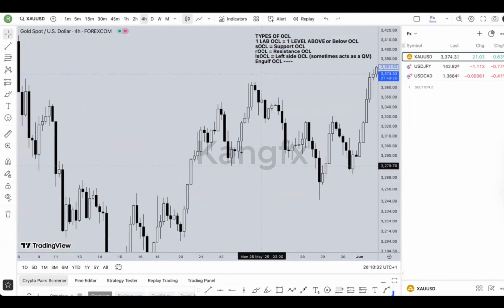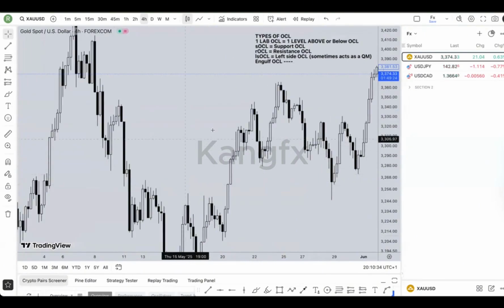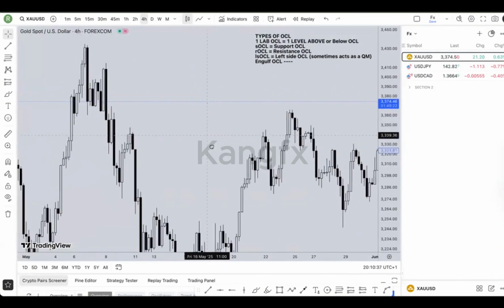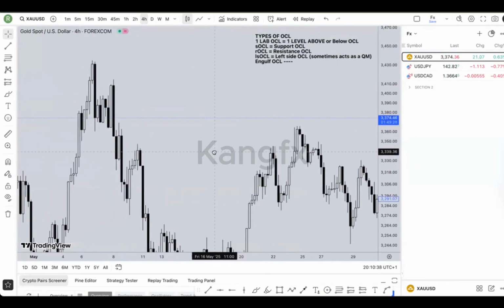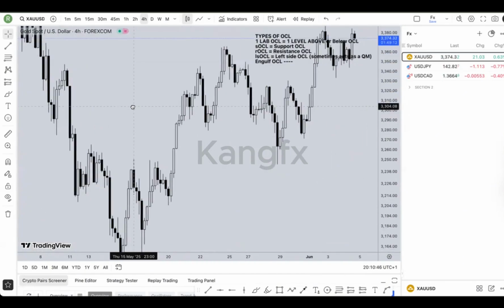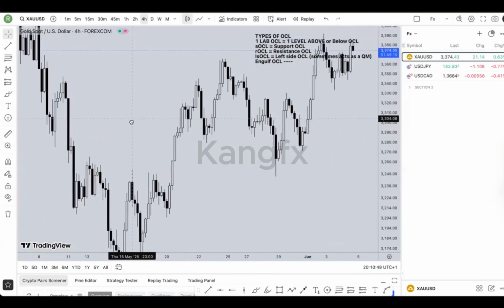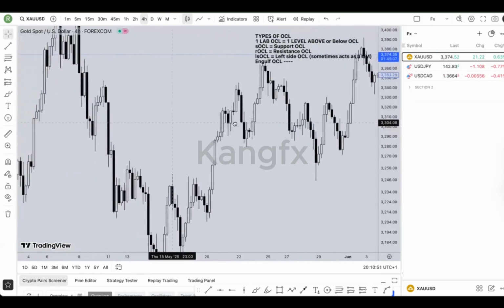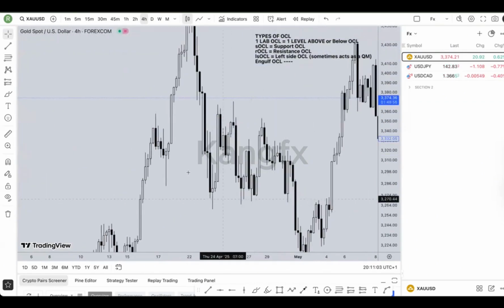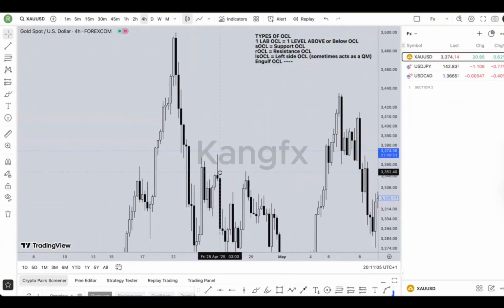So if I want to look for one LS OCL, these are OCL that act as QM. Remember, they act as QM. Doesn't mean they are QM. So let's look for one, because that kind of OCL is always hard to see. Now, those OCL are OCL that are broken twice.